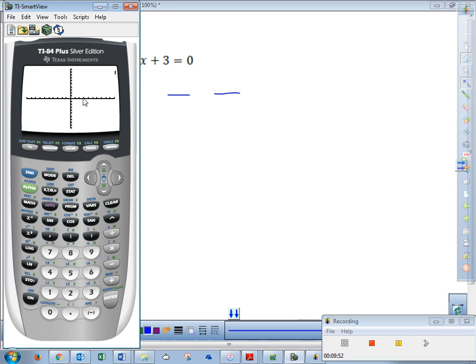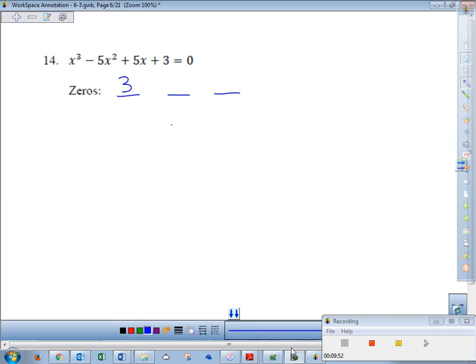But over here, does it look like any of those places might be rational? At 3, so I'm going to try that. Trace 3. And boom, there's a root right there because you got 0 back. So I definitely know that.